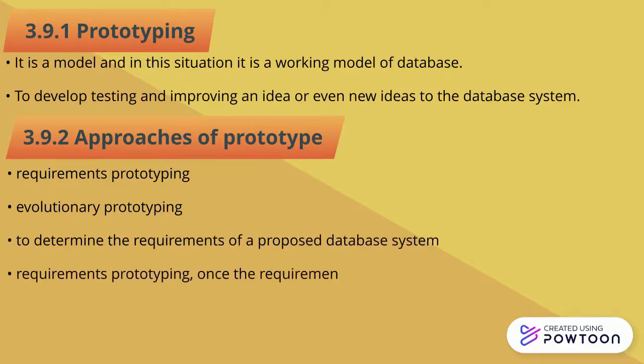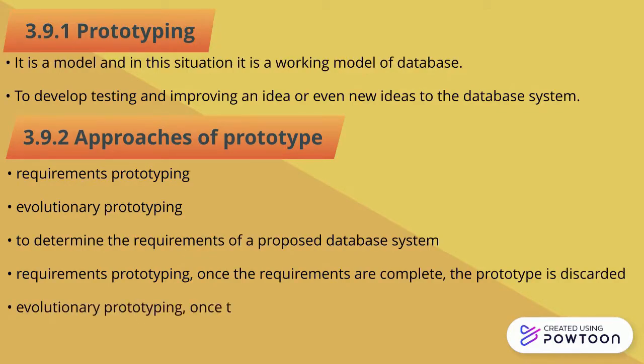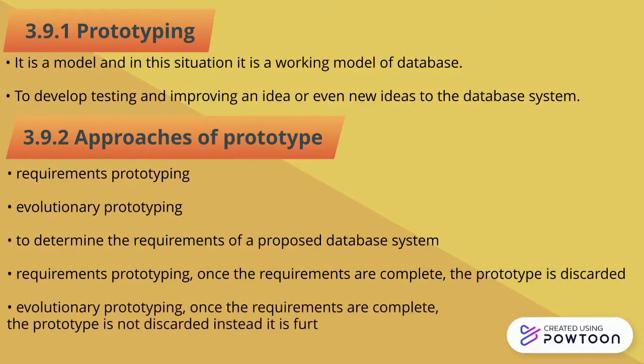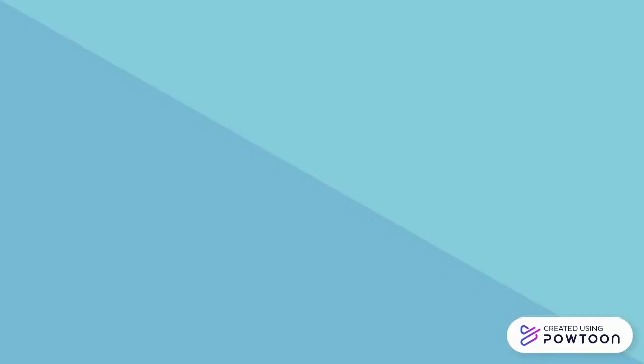But the difference between both is, for requirements prototyping, once the requirements are complete, the prototype is discarded. While for evolutionary prototyping, once the requirements are complete, the prototype is not discarded. Instead, it is further developed to become a working database system.